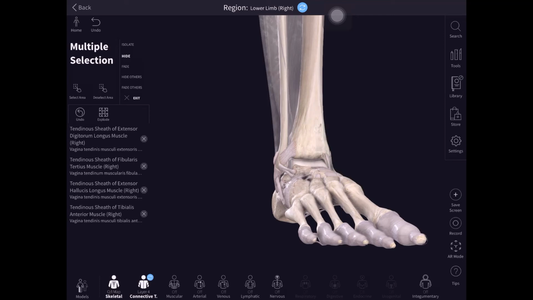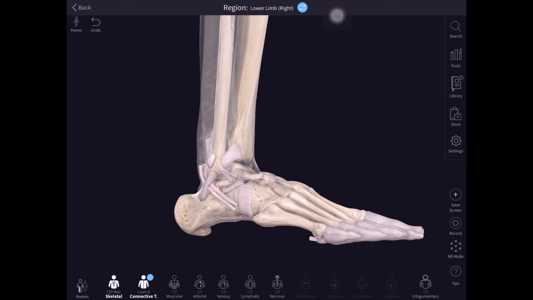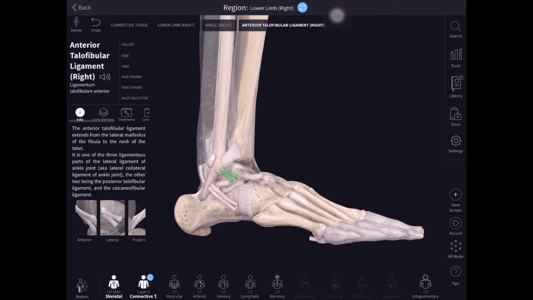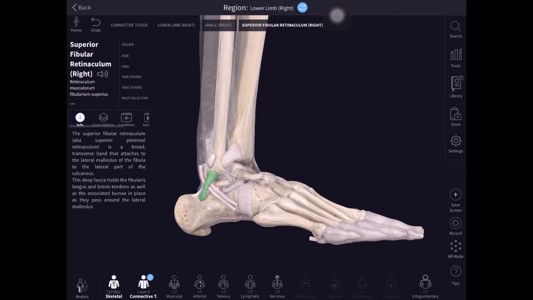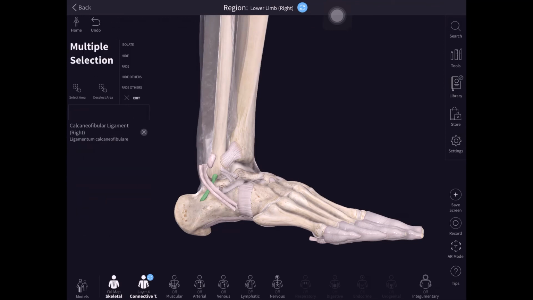This is our anterior talofibular ligament from the anterior surface, and I have to remove the peroneal. The one in the background you see is the calcaneofibular. If I do multi-selection of this and this, and let us go to isolate mode, and you will see.